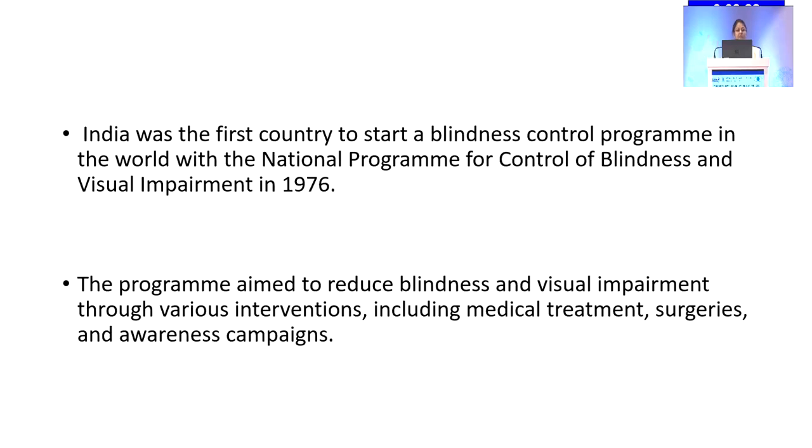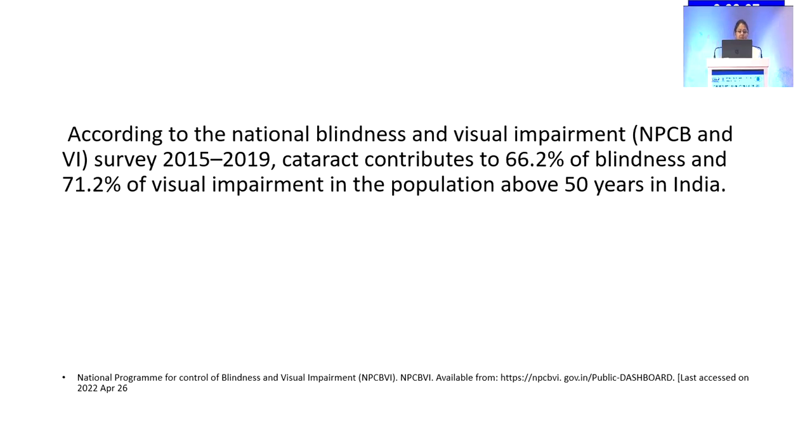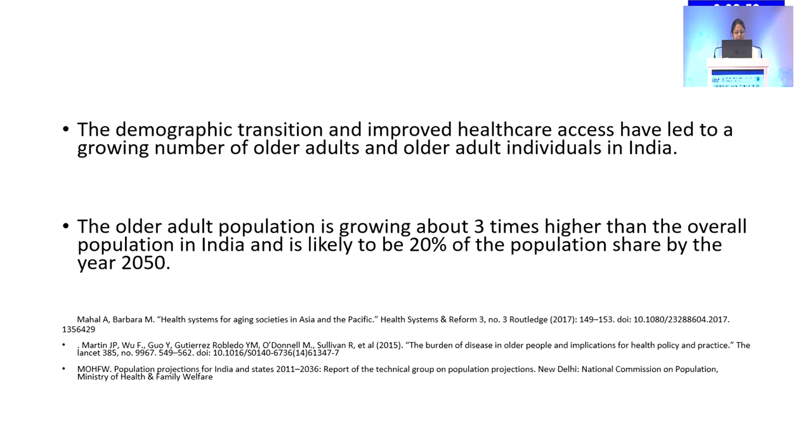But India was the first country in the world to start a blindness control program, the National Program for Control of Blindness and Visual Impairment in 1976. The program aimed to reduce blindness and visual impairment through various interventions, including medical treatments, surgeries, and awareness campaigns. According to the National Blindness and Visual Impairment, NPCB-NVI survey 2015 to 2019, cataract contributes to 66.2% of blindness and 71.2% of visual impairment in the population above 50 years in India.